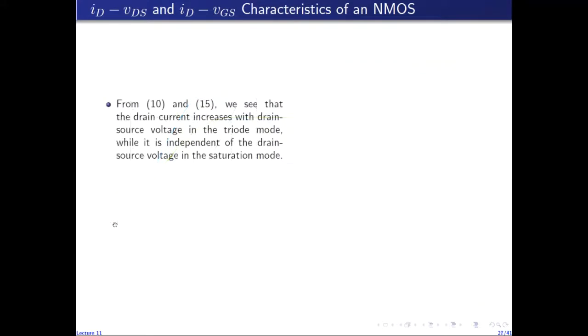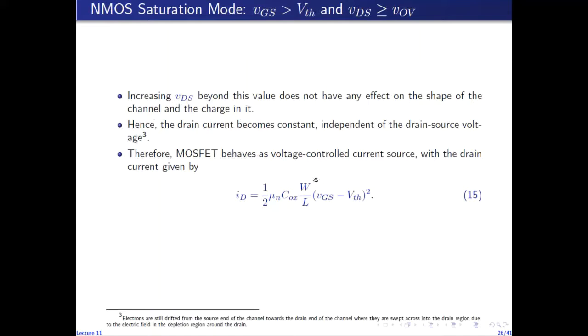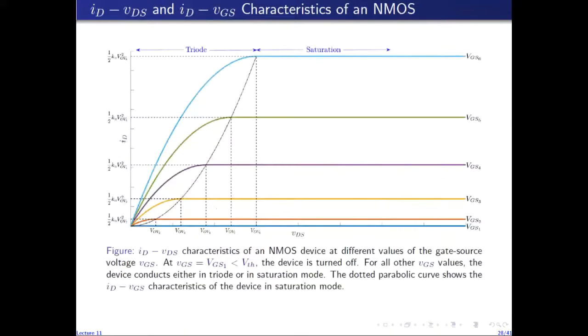This equation 15 can be written in terms of Kn by replacing this product with the MOSFET transconductance. So the saturation current for VGS2 is given by half Kn times VOV2 squared, which is VGS2 minus V threshold whole squared. And the saturation current at VGS6 is given by half Kn VOV6 squared, where VOV6 is VGS6 minus V threshold. So these represent the saturation current for different values of VGS.